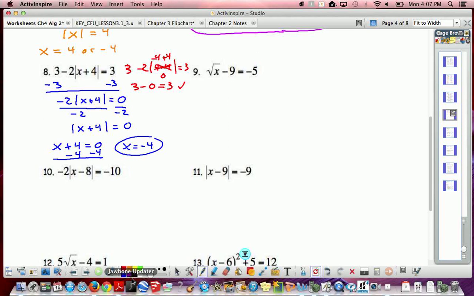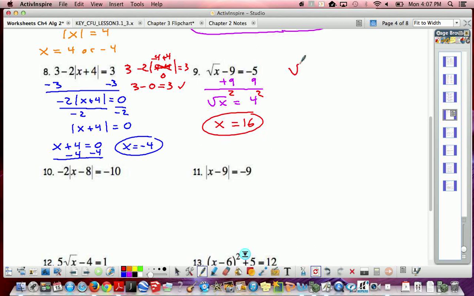Square root of x minus 9 equals negative 5. So both sides add 9. So the square root of x equals 4. To undo a square root, we square both sides. So I get x equals 16.